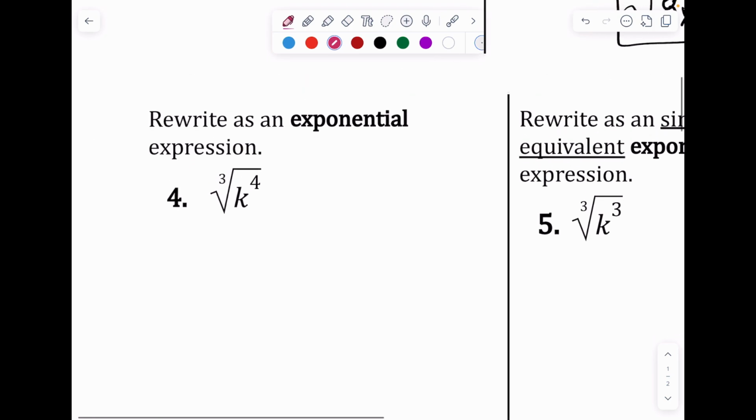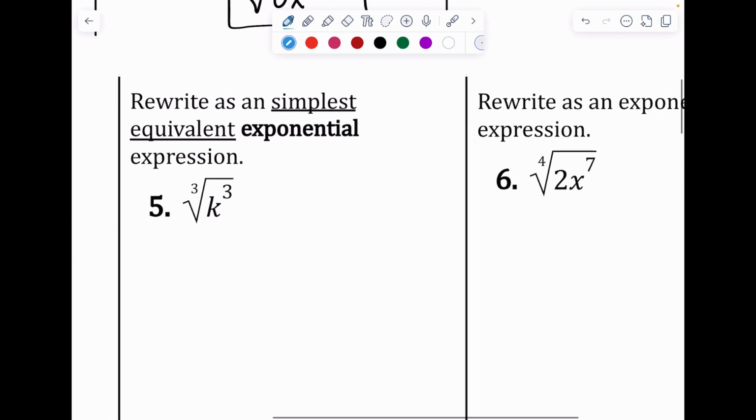Number 4, rewrite as an exponential expression. Again, this is my exponent. This was in. This was out. So my base was k. It is in over out. So this is my answer.